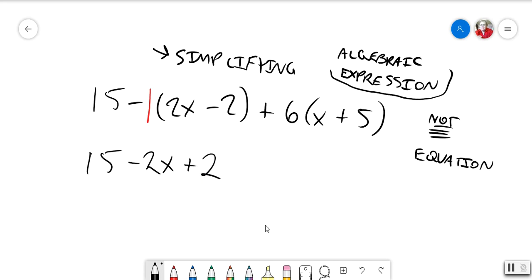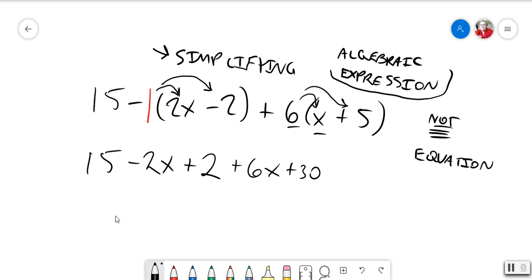It might not be a bad idea, if you still are not sure about negative and positive numbers like this, to go back and review those. I will find the chapter for that, and I'll upload that to the Google Classroom site if you want to do that. Okay, here, 6 times x is 6x, and 6 times 5 is 30. In each case, you multiply what's outside by every single thing inside.